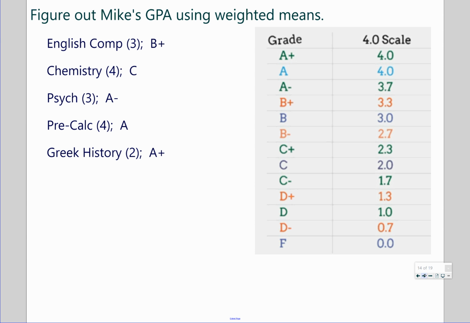So what you're going to do here is calculate Mike's GPA. For example, for a B plus, he gets a 3.3, and that has a weight of 3. You're going to do that for each of his classes, divide by the total weights, and figure out what his semester GPA would be. Go ahead and try it.